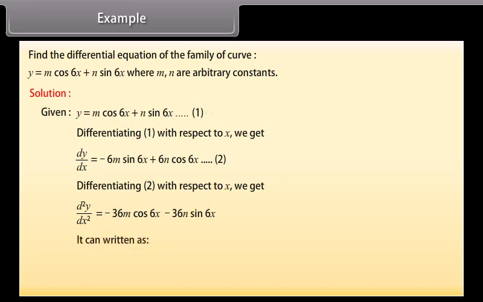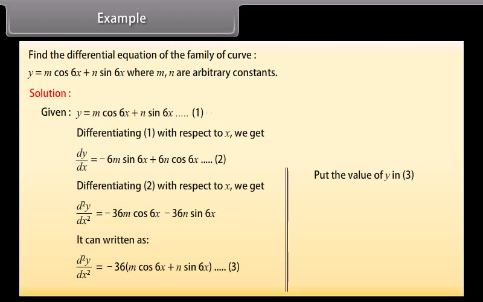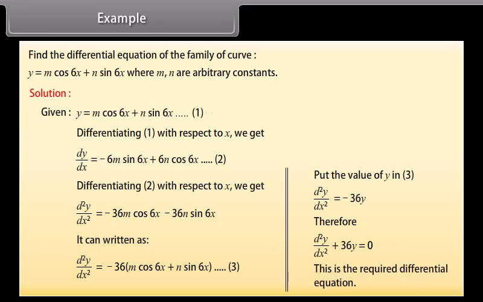It can be written as d2y by dx squared equals minus 36 into (m cos 6x plus n sin 6x). Mark it as 3. Put the value of y in equation 3, we get d2y by dx squared equals minus 36y. Therefore, d2y by dx squared plus 36y equals 0. This is the required differential equation.